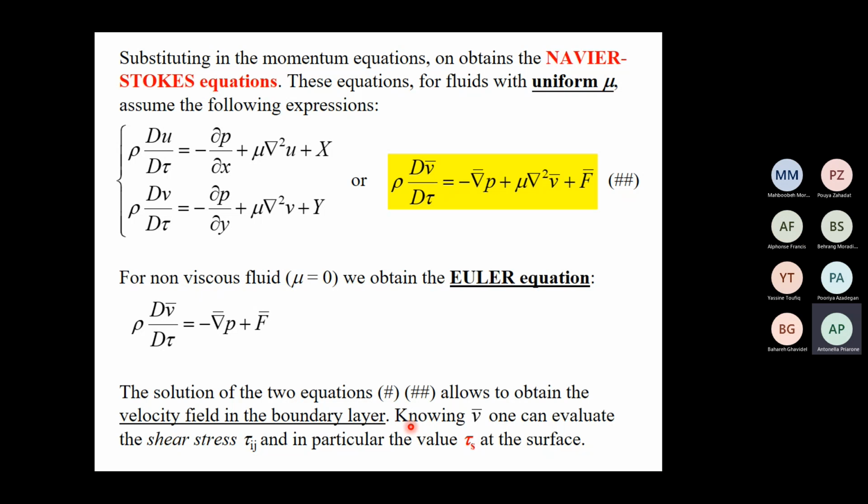The final aim is to obtain the velocity field. The velocity field means what? The u and v components of the velocity in all the points of my boundary layer. When finally I obtain the vector v, that means the velocity field, I am able to obtain also the shear stress. The shear stress, in particular evaluated at the wall, is tau s, the surface shear stress. Tau s allows us to estimate also the pressure drop.